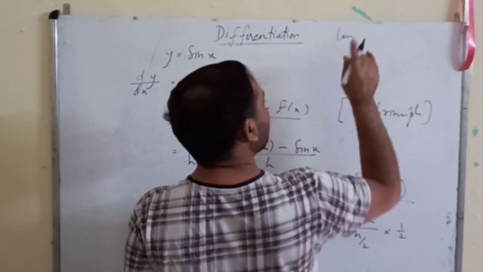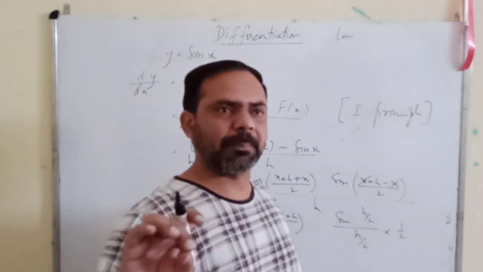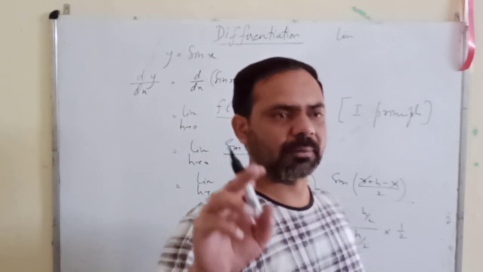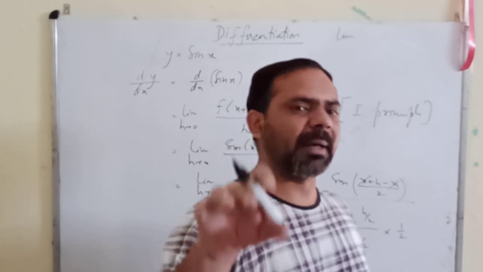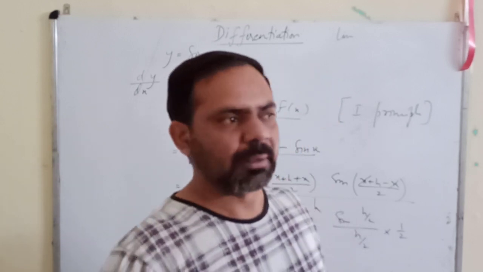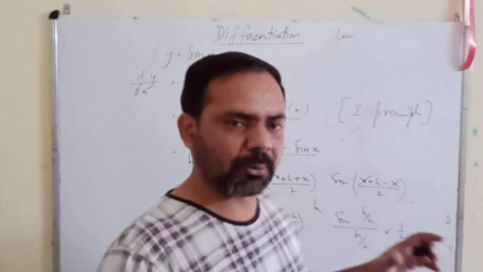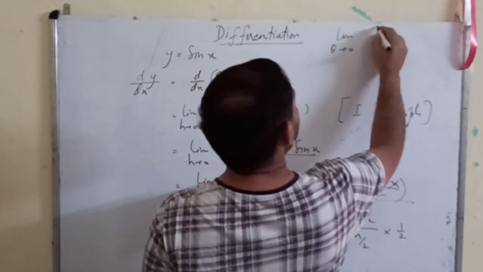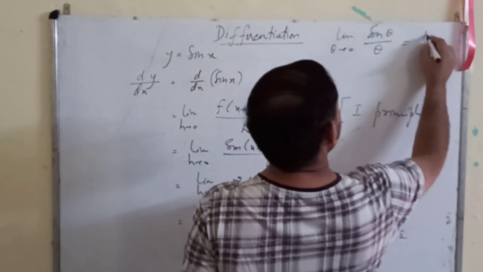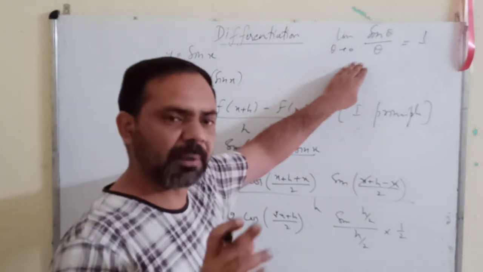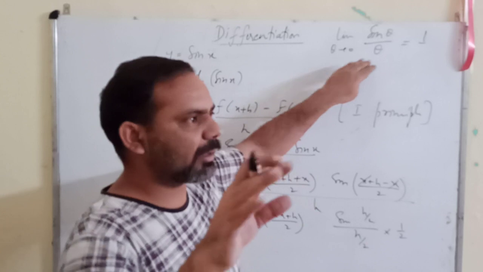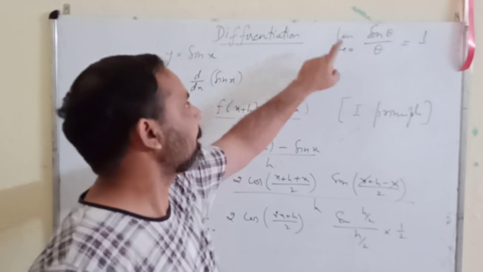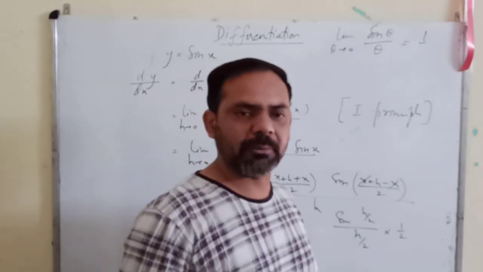I will not discuss limits with you. You have a chapter in your mathematics, limits and derivatives, which I think is chapter number 13. In your mathematics class you will come to know what limits are. Limit itself is a very big topic, so I am not going into that one. I am just using a formula of limits here: limit theta tends to 0, sin theta upon theta is equal to 1. Again, you will learn about this formula in your mathematics class. I am not discussing limits here.